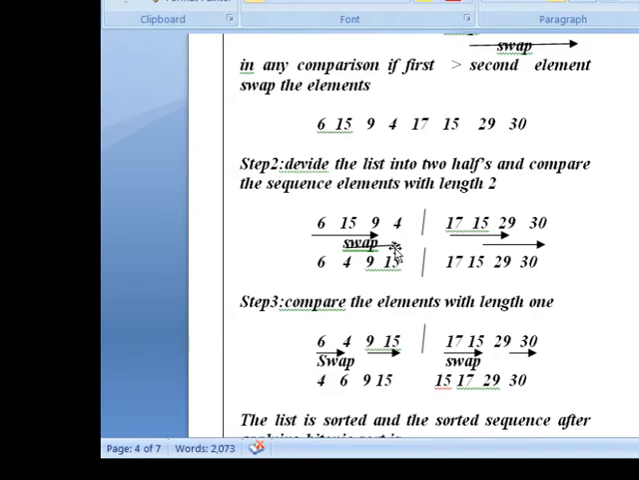So in Bitonic sort, what we do is first see whether the given sequence is a Bitonic sequence or not. Once it is a Bitonic sequence, then we apply length 4. Length 4 means applying the input values to the comparators.